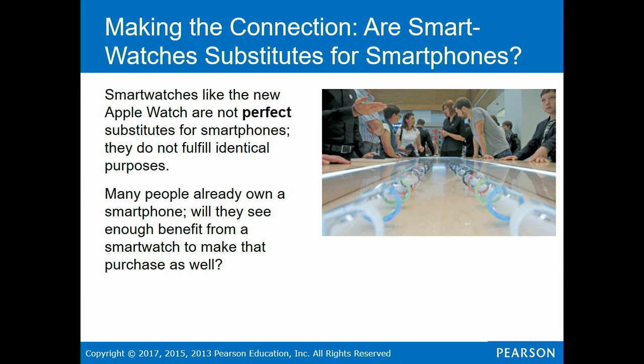Do you guys think smartwatches are substitutes for smartphones? Because they do a lot of the same things, have a lot of the same functionality. But do they meet your needs the same way a smartphone meets your needs? Does anyone think they do? Or close enough? I've never had a smartwatch, so I can't come down too hard one way or the other.